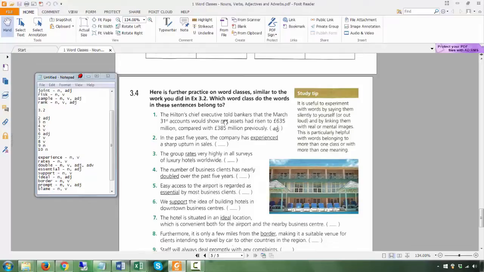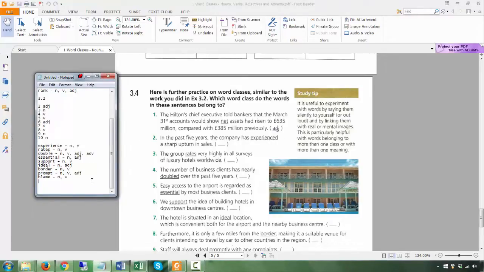Okay, gets a bit complicated. We will explain this more in chapter 5 when we come to word patterns. So net assets is your noun, your subject, but this is an adjective here, right? In the past 5 years, you see this is your prepositional phrase. The company, subject, has experienced, present perfect simple, so that would be a verb.